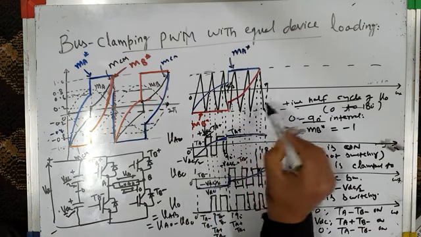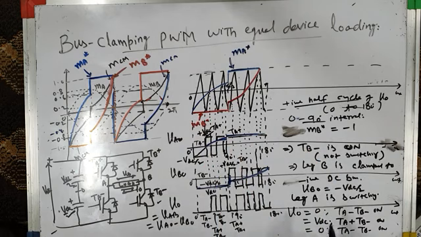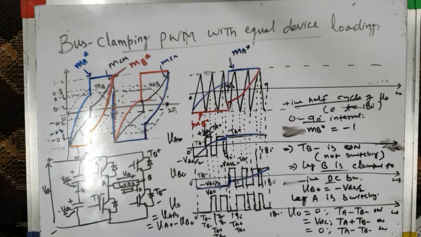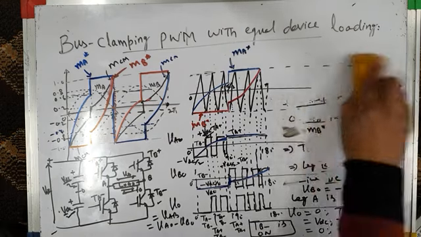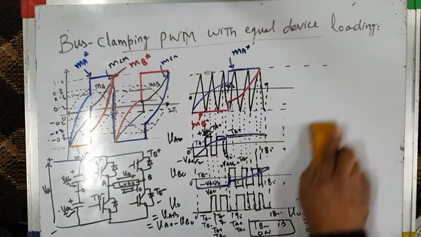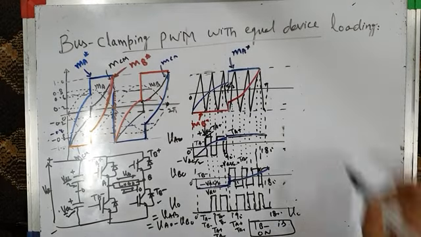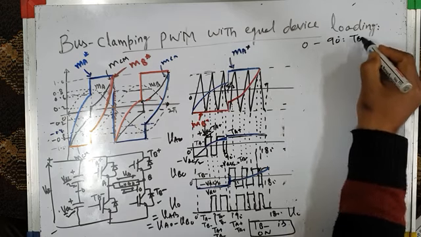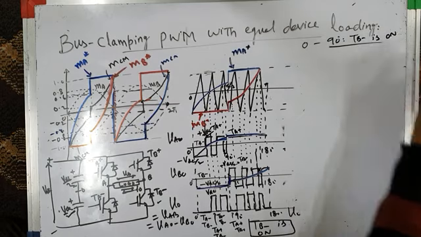Let us now see what happens from 90 to 180. So we can say that from 0 to 90 degrees, leg B is clamped to negative DC bus and TB minus is on. So we can write here that during this period, 0 to 90 degrees, TB minus is on. I will put it within the box. What happens from 0 to 90 degrees? TB minus is on. It is conducting.